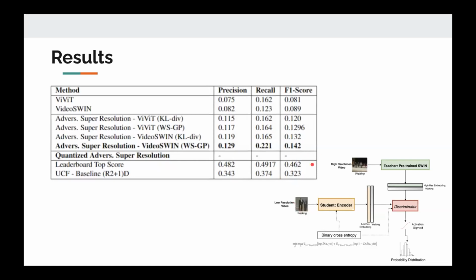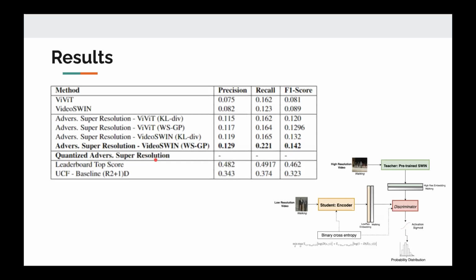The top score on the leaderboard right now is way higher compared to what we are getting. It's around 46%. And the best convolutional baseline network proposed by UCF, the competition organizers, is 32%, which is an R(2+1)D convolutional video classification network. So we plan to improve this F1 score to at least cross the baseline by using a modified and slightly improved version of this framework, which we call quantized adversarial super resolution network.